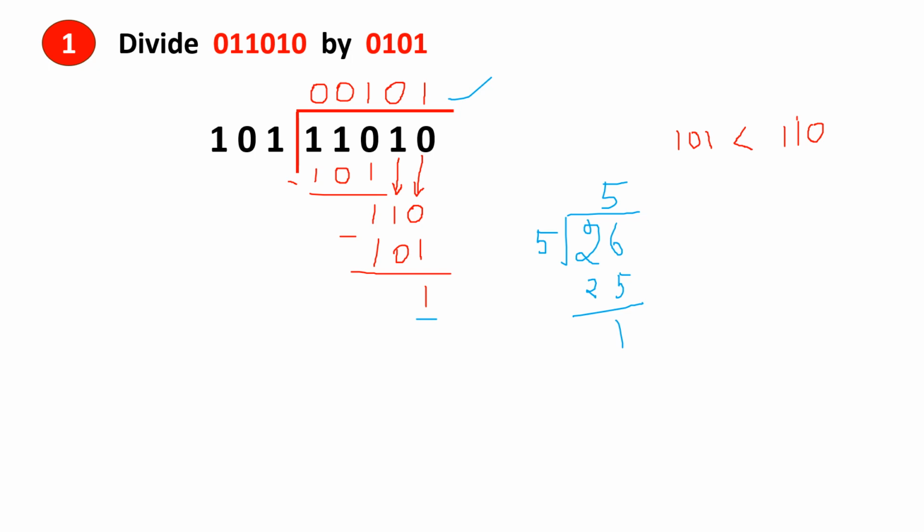So let's check the quotient now. The quotient, this one represents 1 and this one is 4. So 4 plus 1 is 5. This one is 26. This one, the decimal number, is 5. So 26 divided by 5 gives you the answer 5.